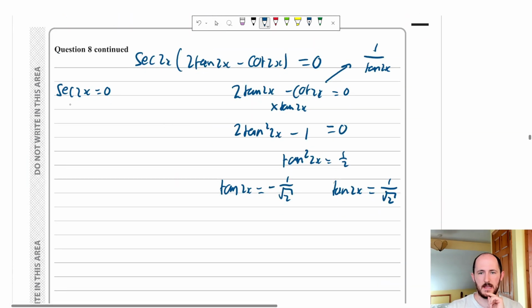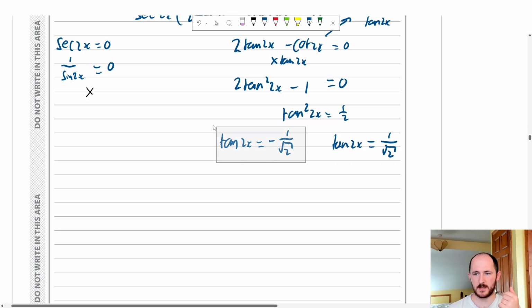So if I look at this, this would be 1 over sine 2x equals 0. And you might notice that this actually has no solutions, right? Because bear in mind, you can't divide by something and get 0. So already that doesn't work. But also if we times by sine 2x both sides, we get 1 equals 0. There's no solution. So these are the only two solutions that we're going to be dealing with.